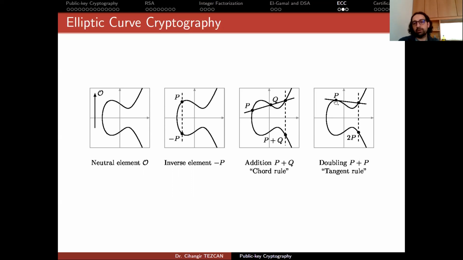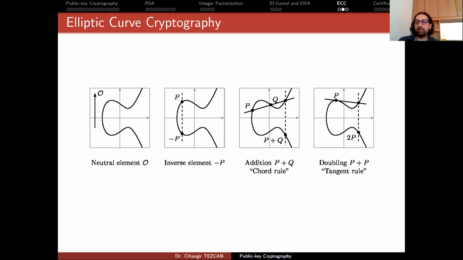The idea is as follows. You have the point here. Just draw the tangent line that passes through that point. It has to intersect the curve at another point. Again, take the mirror with respect to the x-axis, and you get 2P here. So this way you can find nP, so you can add P to itself n times.